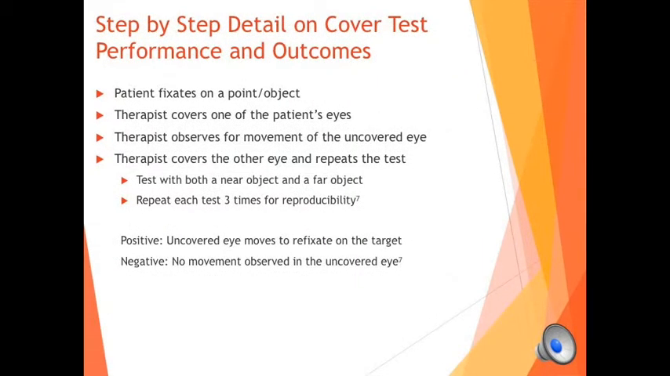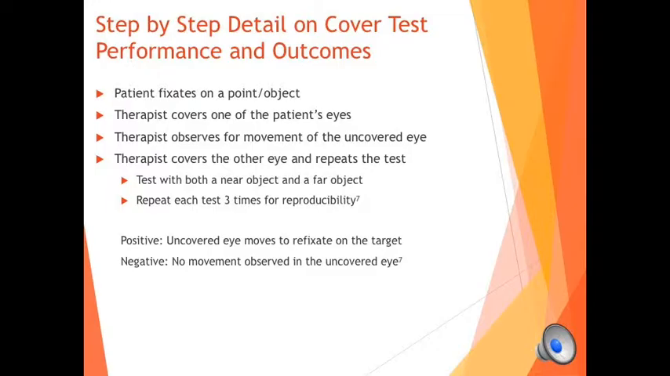Step-by-step detail on cover test, performance and outcomes. First, the patient fixates on a pointer object. Next, the therapist covers one of the patient's eyes. The therapist then observes for movement of the uncovered eye. Last, the therapist covers the other eye and repeats the test.